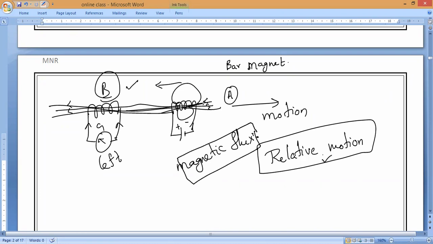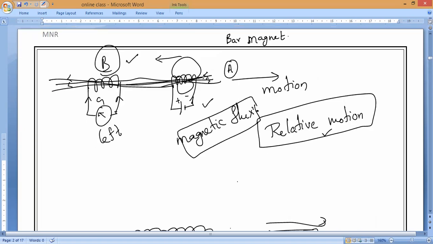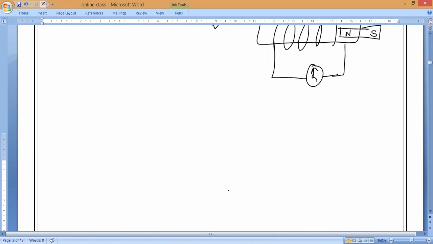Then the relative motion of these coils only will induce the current in coil B with the help of coil A. Is it okay, guys? Clear, everybody? So this is how, when both coils are in relative motion, the induced current is produced due to the change in magnetic flux. But this is not given in our book. I am saying it for your purpose. Now, the next experiment: here there is no relative motion.